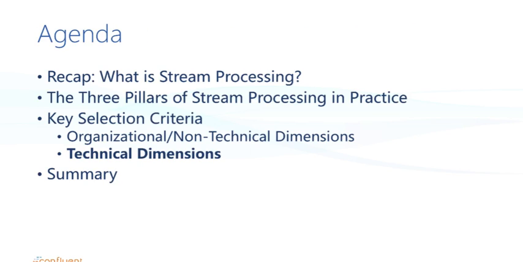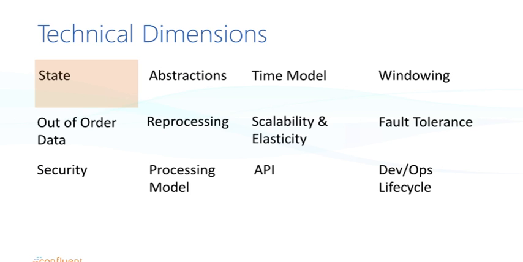So let's talk about the technical dimensions of picking a stream processing system. What I'll do here is, I've selected 12 different dimensions, and I will briefly talk about each of them in turn. Let's start first with something that is more higher level or conceptual. Let's start with state.